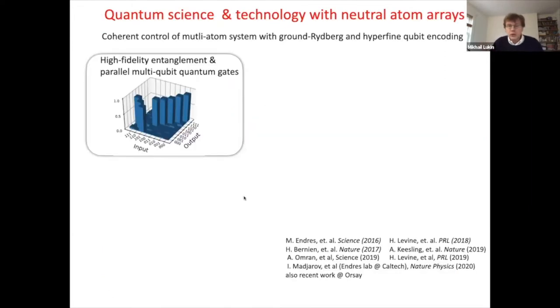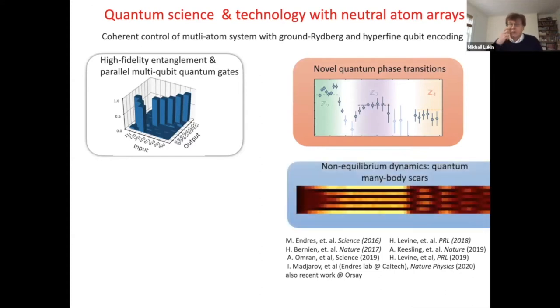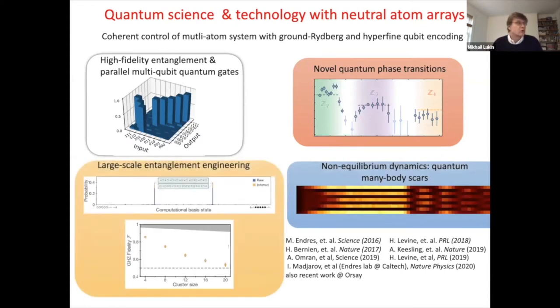Using this approach, we can, for example, do quantum computation in a conventional way by executing sequences of gates. We can also directly build the models of interest and study interesting quantum phase transitions. We can study non-equilibrium dynamics, and in fact, we already made some discoveries in this, or we can create large entangled states. So this is the toolbox and the opportunities which we can pursue.